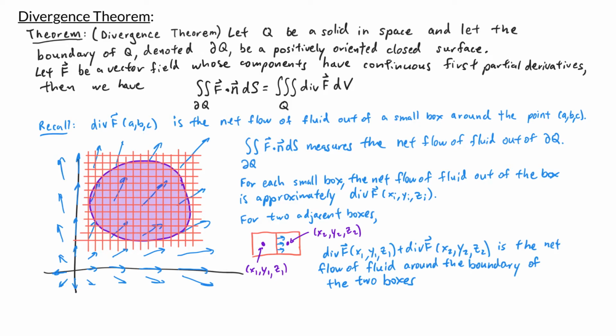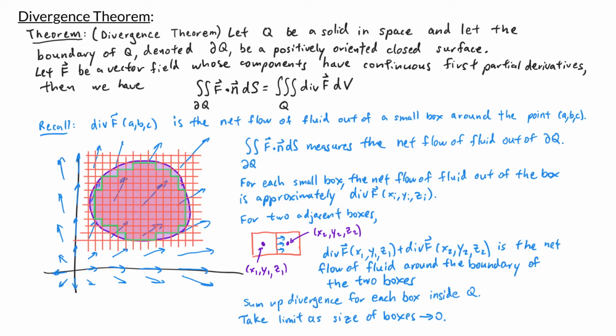When we add the divergence for 2 adjacent boxes, we get the net flow of fluid around the boundary of those 2 boxes. So now let's sum up the divergence of each box within the solid Q. When we do that, we get the net flow of fluid across the boundary of boxes within Q. So in our picture, it's the green boundary there. So our last step is to take the limit as the size of the boxes goes to 0. As the size of the boxes gets smaller and smaller, their boundary would approach the boundary of Q.